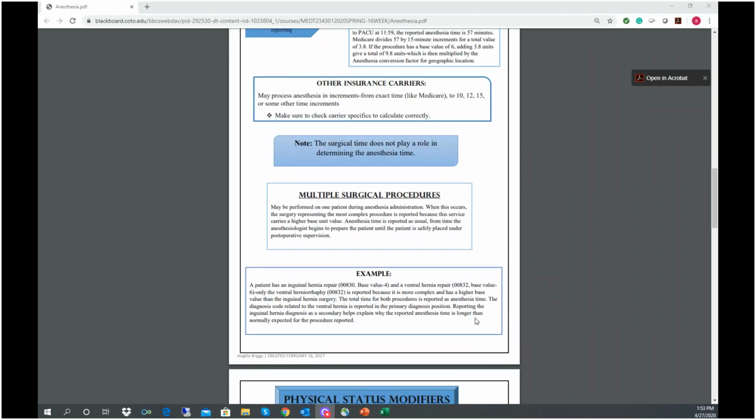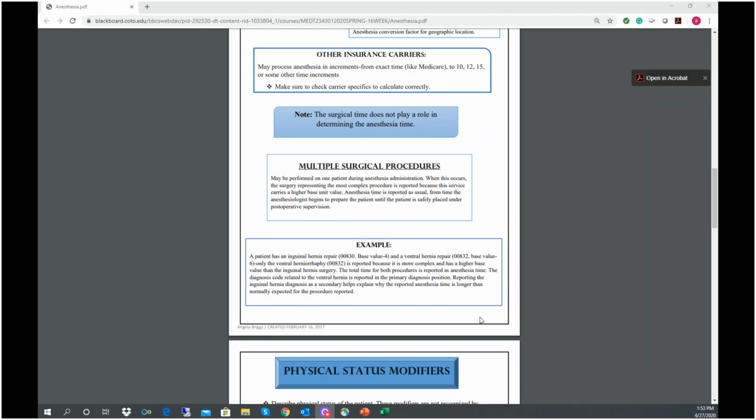So the example here, a patient has an inguinal hernia repair, 00830, base unit of 4, and a ventral hernia repair, 00832, the base value unit is 6. Only the ventral herniorrhaphy, 00832, is reported because it is more complex and the base unit is higher. We only use the secondary procedure for the time allowed for anesthesia.